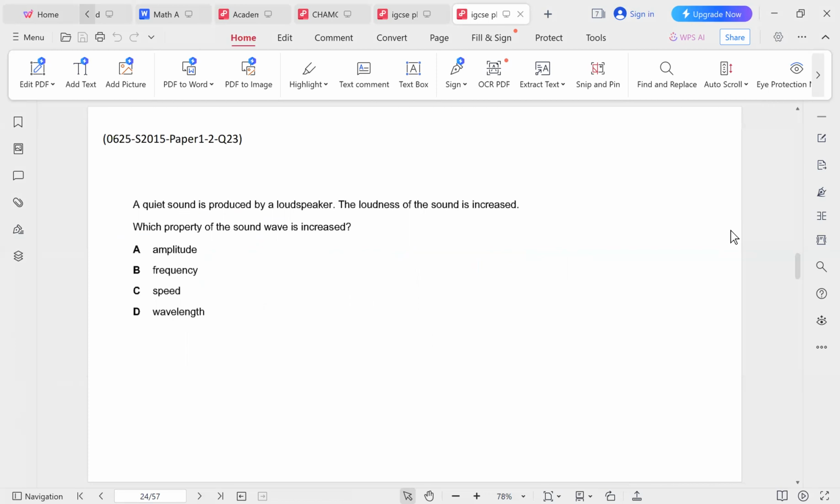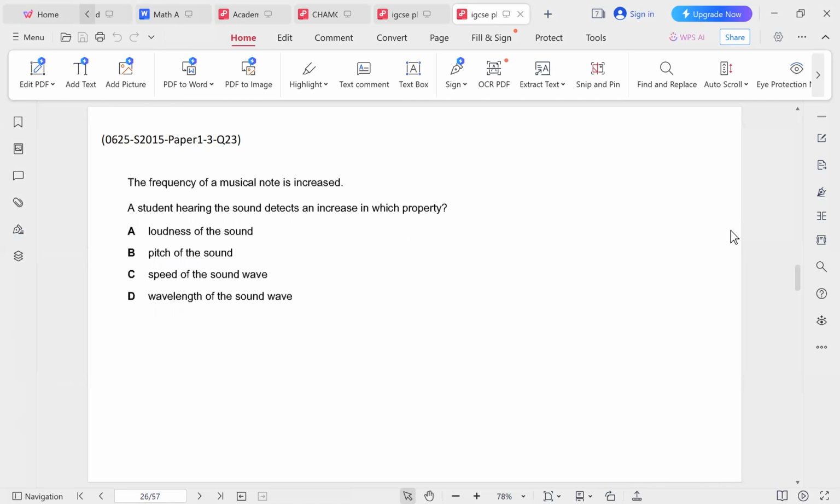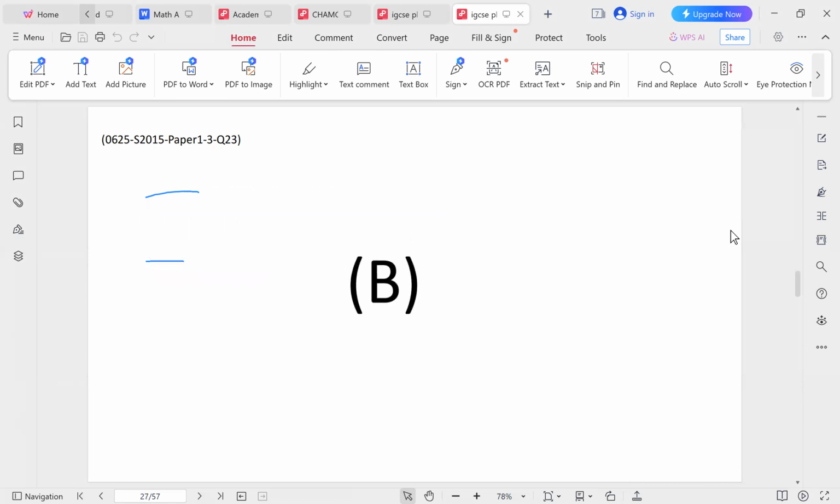A quiet sound is produced by a loudspeaker. The loudness of the sound is increased. Which property of the sound wave is increased? So loudness, we said, corresponds to amplitude. So A is the correct answer. The frequency of a musical note is increased. A student hearing the sound detects an increase in which property? Like we said, frequency translates into pitch. So B would be the correct answer.